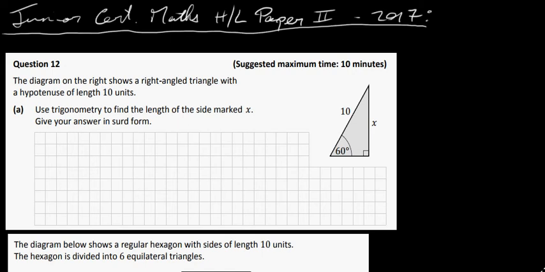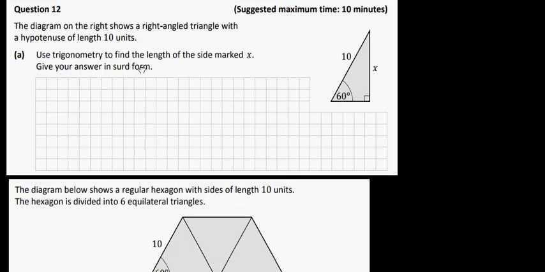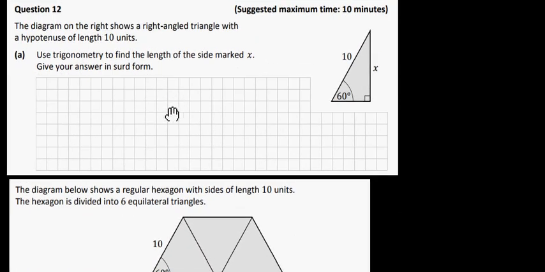Right, so in this video I'm going to have a look at the Junior Cert Maths Higher Level Paper 2 for 2017. This is the last question on this paper, question 12. So the diagram on the right shows a right angle triangle with a hypotenuse of length 10 units. Use trigonometry to find the length of the side marked X. Give your answer in surd form.